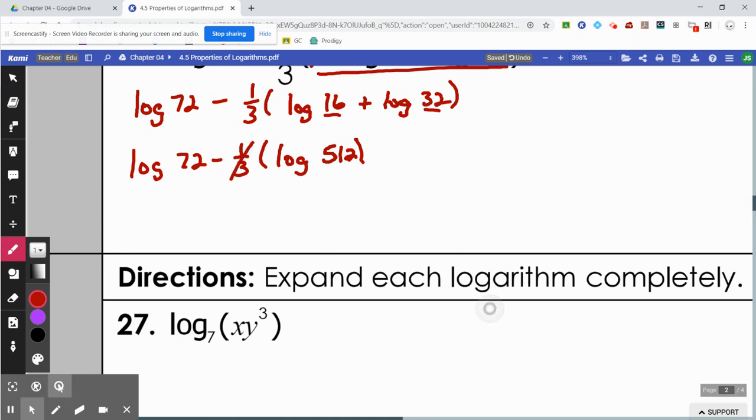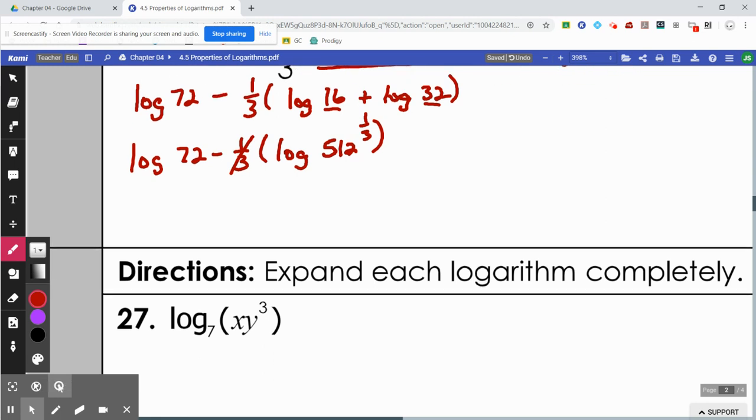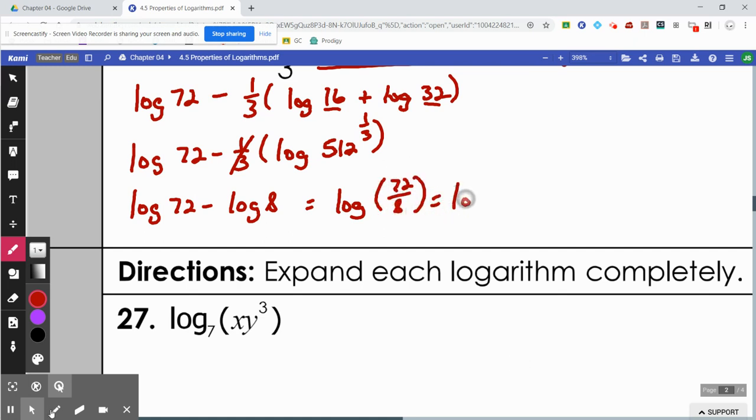That coefficient can now be moved up to an exponent. That'd be 512 to the 1/3 power. And again, to raise something to the 1/3 power, that would be a third root of 512, and we can do that. You can check it. That is 8. So we now have the log of 72 minus the log of 8. The log minus the log, we're going to subtract those by using the quotient rule. That'd be 72 over 8, which would be the log of 9.